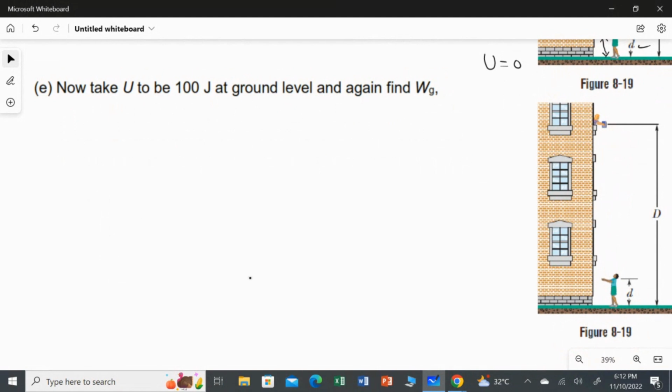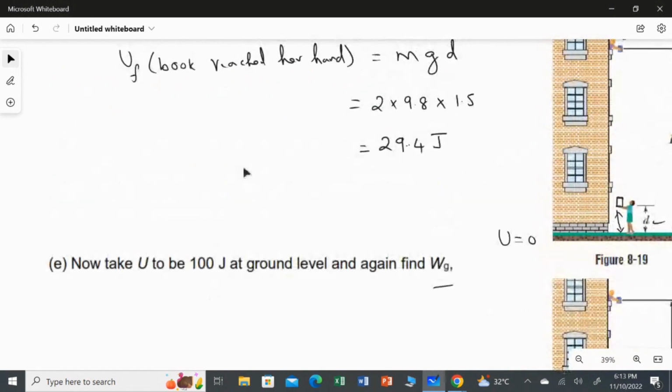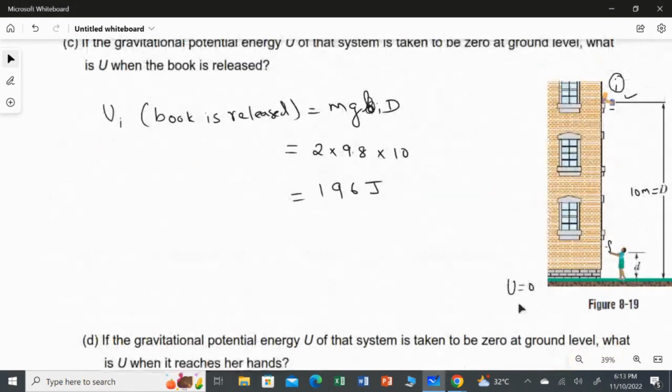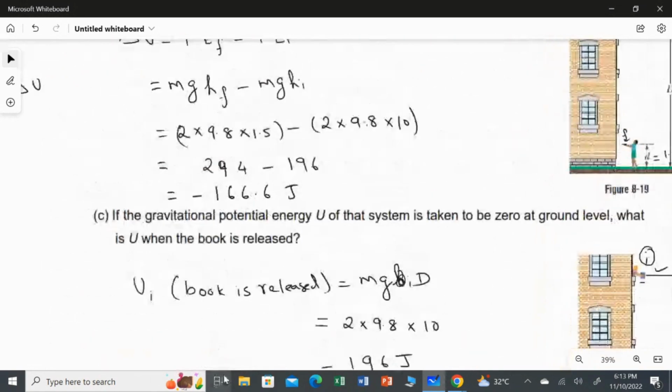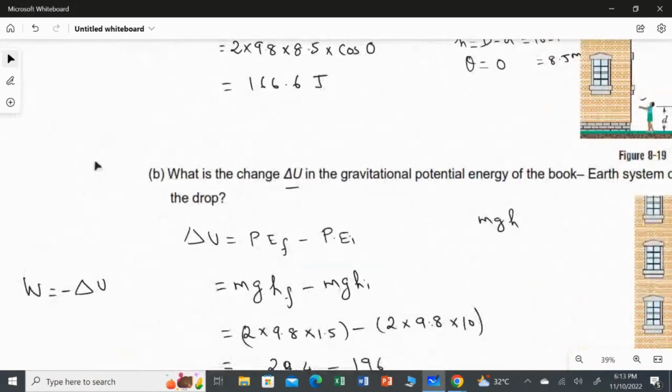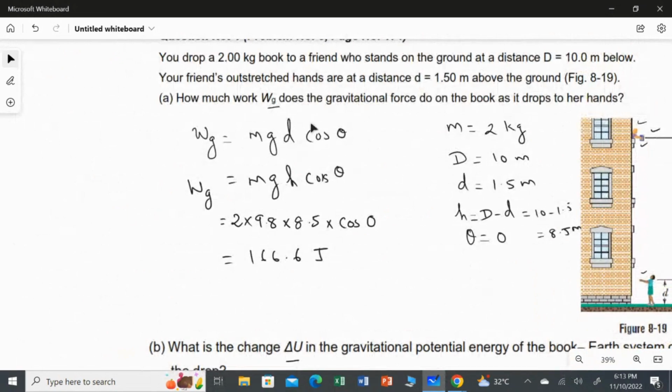In this question, we are going to take the potential energy at the ground level as 100 joule. Again, you are going to calculate the work done by the gravity. Clear? Work done by the gravity never changes because we already found the answer here. Even if you consider the potential energy at the ground level to be 200 or 300, that doesn't matter because we already found the value for the gravitational potential energy with respect to the book and the earth system.